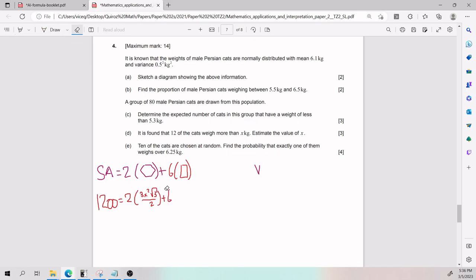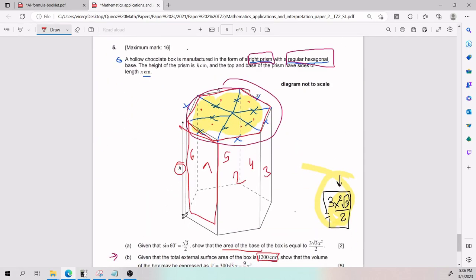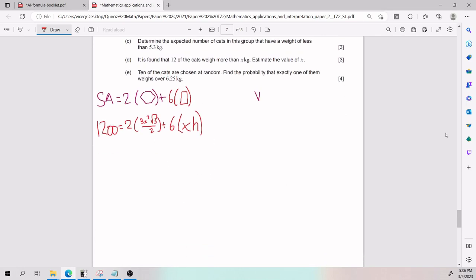And now the rectangle, what is the area of that? Well, we have height and the side down here, x. See? So we're going to put 6xh, right? Straight from the diagram, there it is. Perfect. So now if I go ahead and work around with this, I end up with 1,200 equals 3x squared, square root of 3, because this 2 and this 2 go away, plus 6xh. Alright, so that is for surface area.